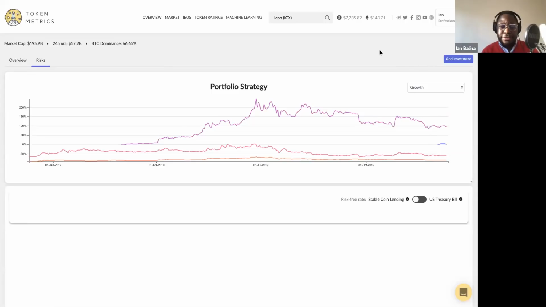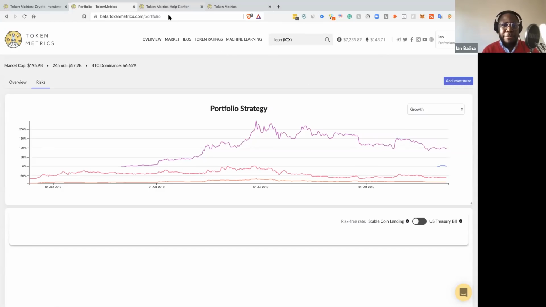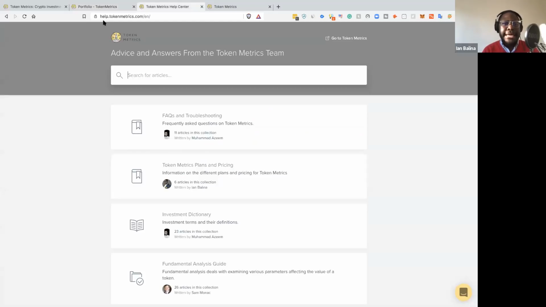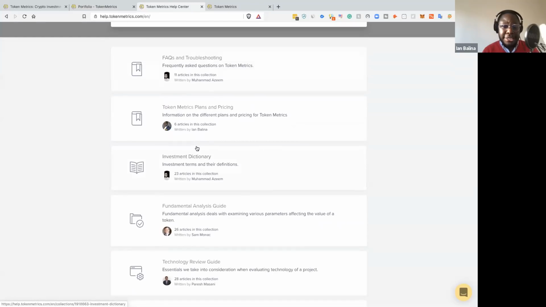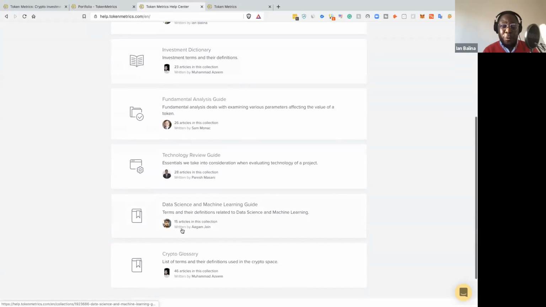If anybody has any questions, if you want to contact customer support, there are two ways. First, we recommend you go to help.tokenmetrics.com and search our articles. We have lots of different guides. So if you have questions on how to reset your password, how to reset 2FA, questions on pricing, a question on different terms when it comes to investing, or different terms for cryptocurrencies, or even just if you want a guide on fundamental analysis, technology review, or data science, we have that here on our system.